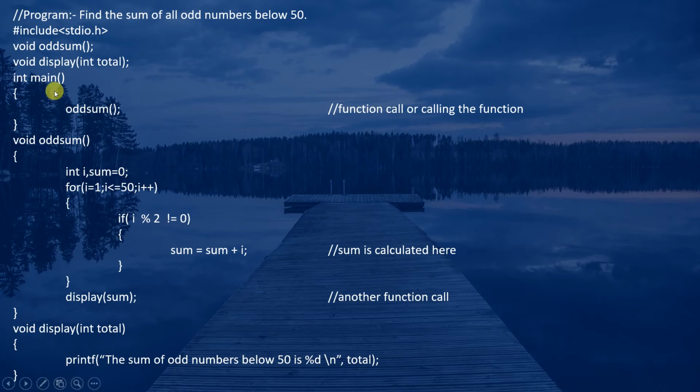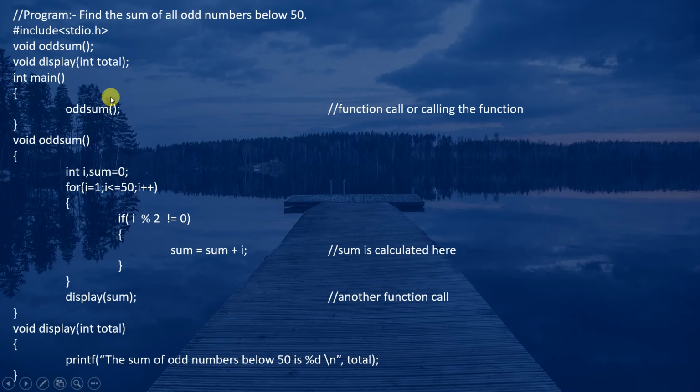So here in this program, what is the purpose of this program? To find the sum of all odd numbers below 50. We know what an odd number is, correct? The program execution starts here. You're calling the function oddsum. So oddsum is a function. It will have some set of instructions, and that oddsum function will find the sum of all the odd numbers below 50.